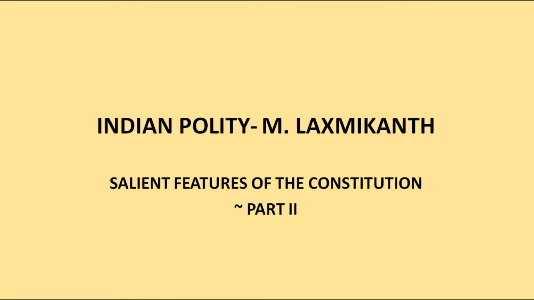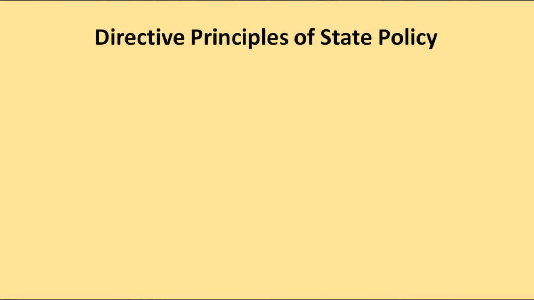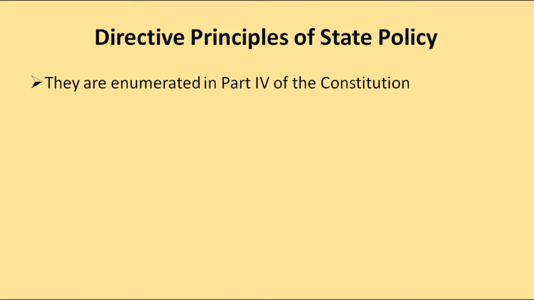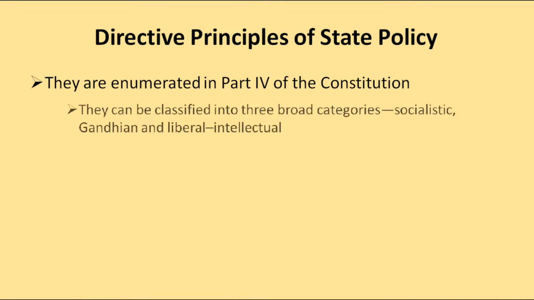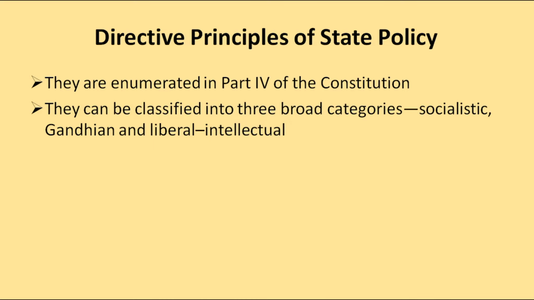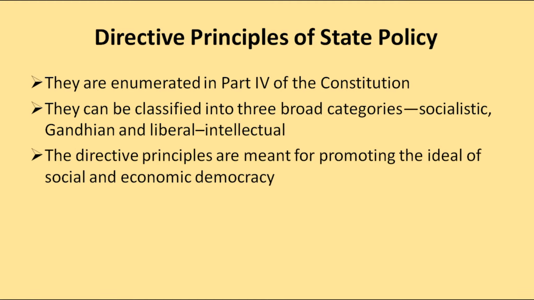So let's see. Directive Principles of State Policy, or DPSP. They are enumerated in Part 4 of the Constitution. They can be classified into three broad categories, that is socialistic, Gandhian and liberal-intellectual. The directive principles are meant for promoting the ideal of social and economic democracy.